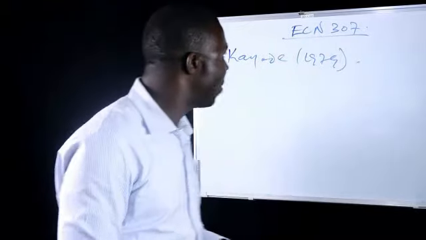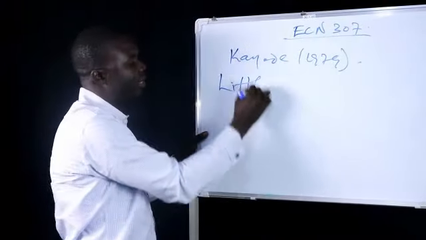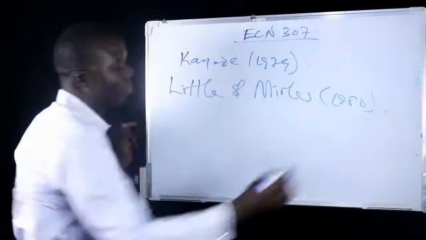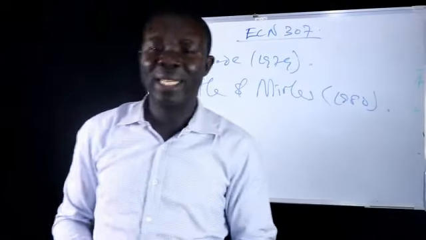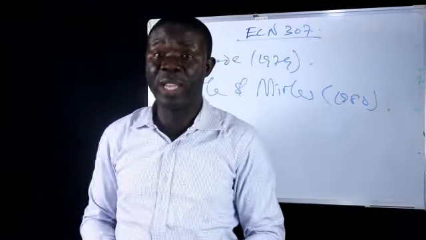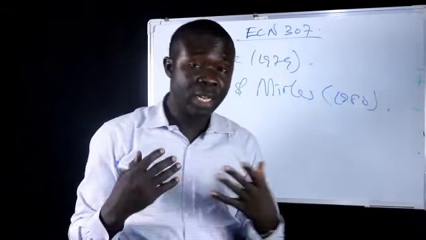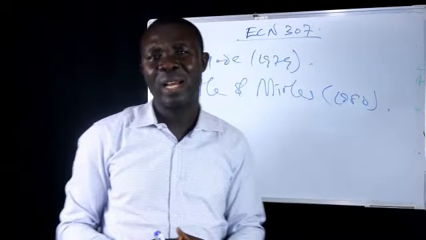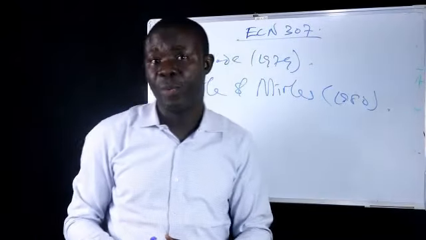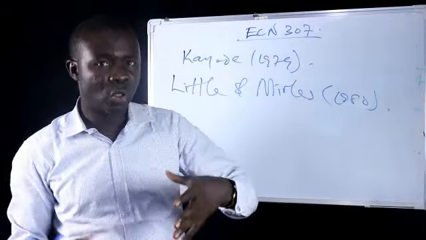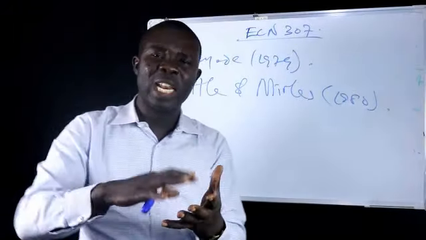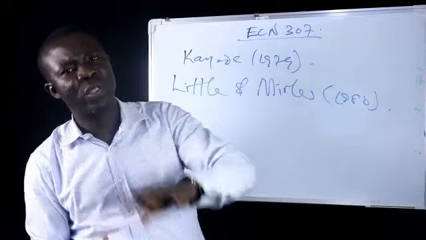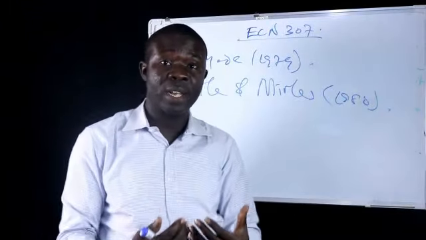Another scholar also defined project called Little and Mirrlees, 1980. They also define project as a scheme or part of a scheme for investing resources, which can be reasonably analyzed or evaluated as an independent unit. That's another scholar that has seen project in that form. If you look at this definition, it's similar to the first one because it's also talking about investing resources. Because when you invest resources, you should have anticipation of getting returns.